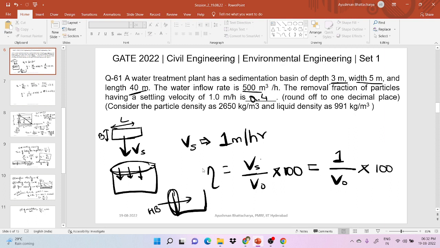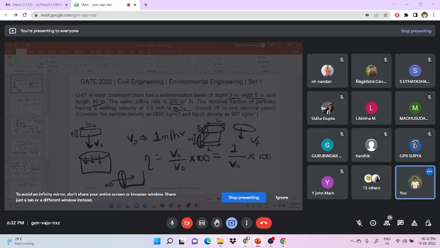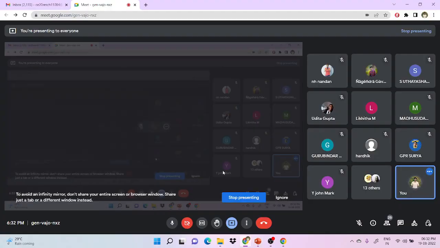Yes, sir. Okay, so this will be the tank. This will be B, this will be H, and this will be L. L is basically this one. So when we are talking about settling, the area you are considering is L into B. But when you are talking about flow velocity, V_F, then you are concerned about this area, B into H. I hope this is clear. Anyone having any doubt?